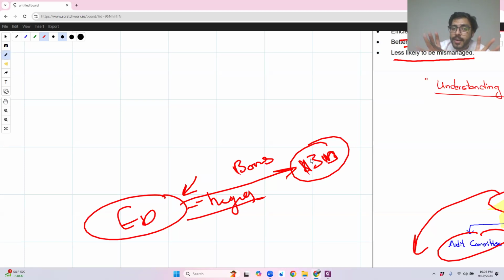Now, what is the disadvantage here? These executive directors are going to make inhumane decisions just to make sure that they can reach this profitability level.